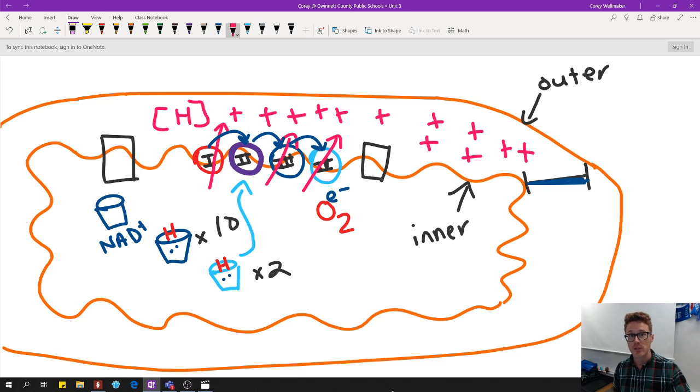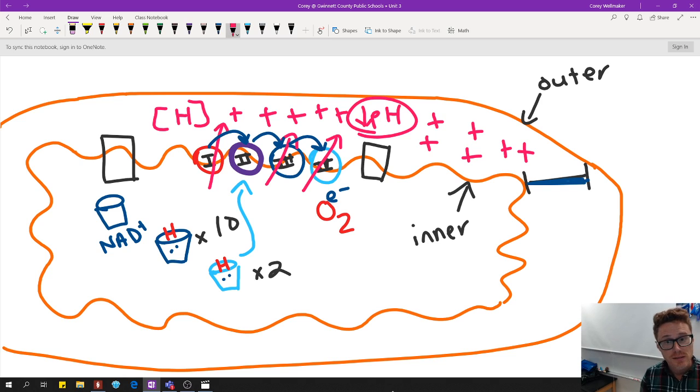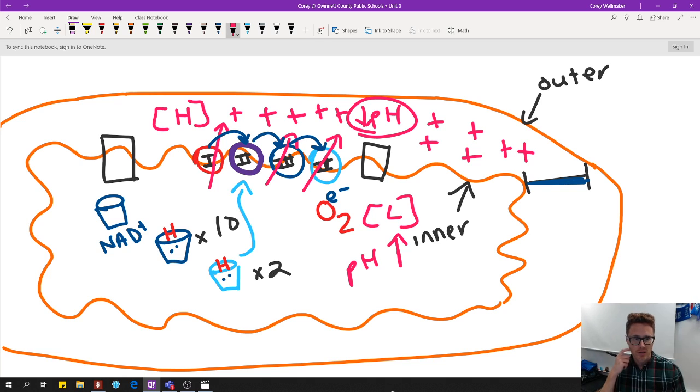Now, since we're talking about hydrogen ions, we can actually talk about pH. The job of the electron transport chain is to create an acidic intermembrane space. The pH is going to be very low because there are a lot of hydrogen ions in the intermembrane space, and pH is just a measure of the hydrogen ion concentration. So we can say that the pH of the intermembrane space is low. The pH of the mitochondrial matrix relative to the intermembrane space is high, which is just another way of saying that the hydrogen ion concentration is low.